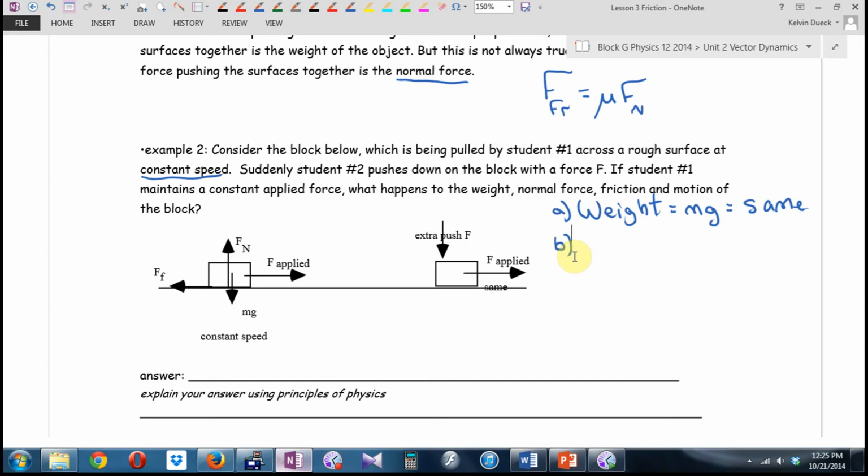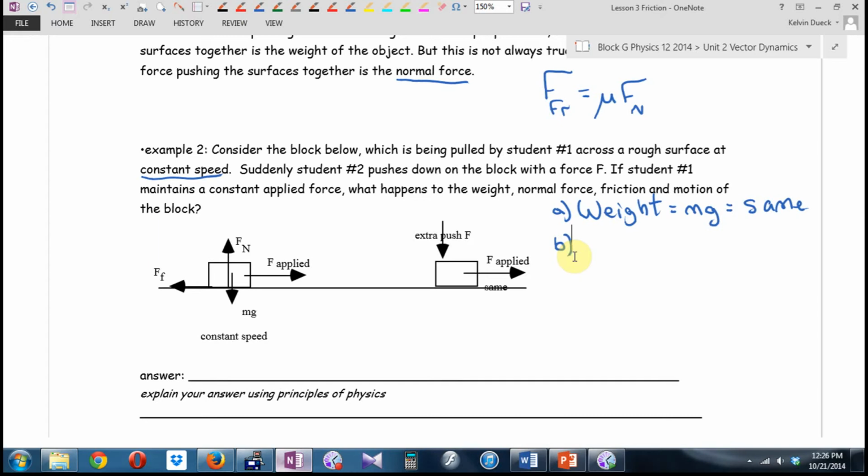Why did it increase? Because now not only does the normal force have to cancel out mg, Newton's first law, what else must it cancel out? And if it wasn't, this would either sink into the ground or fly into the air. That's my proof. The fact that it's not, I know all the vertical forces must be balanced. So what happens to the normal force in this situation if we push down while someone is pushing the bench? Increase, decrease, or stays the same?